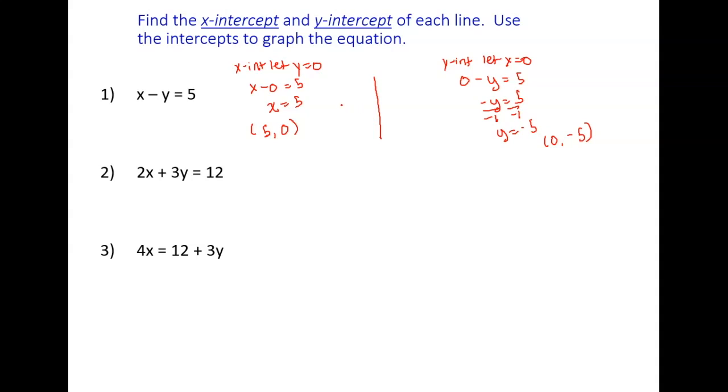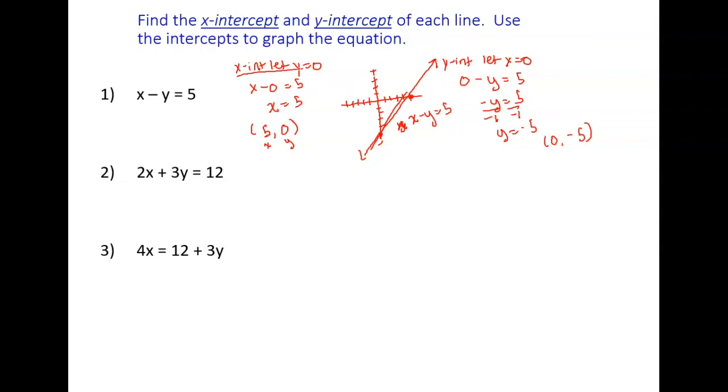So if I wanted to graph it, we're just going to do a rough sketch, okay? So first one, 5 is around here. Let's go 1, 2, 3, 4, 5. So this is my x and my y value. So at x is 5, I'm at 0. And then at 0, x is 0, I'm at negative 5. So my line, sorry, that's a terrible drawing, looks like this. It's really hard to do on this. So that would be x minus y equals 5.